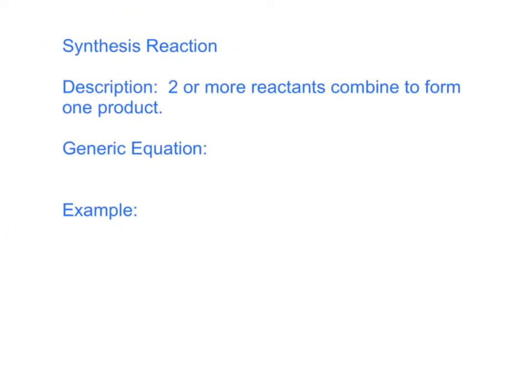All right, so the first one we're going to look at is the synthesis reaction. The description is when two or more reactants combine to form one product. So the generic equation would be A plus B yields AB. And obviously that's going to need subscripts or balancing, possibly, but you have two or more reactants, and then you end up with a single product forming.